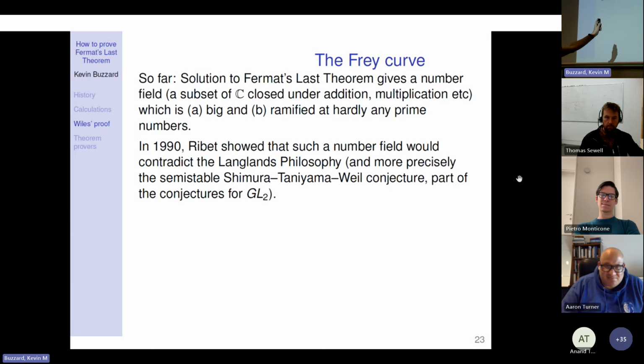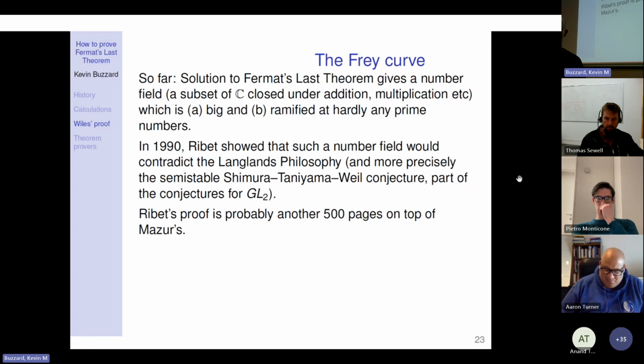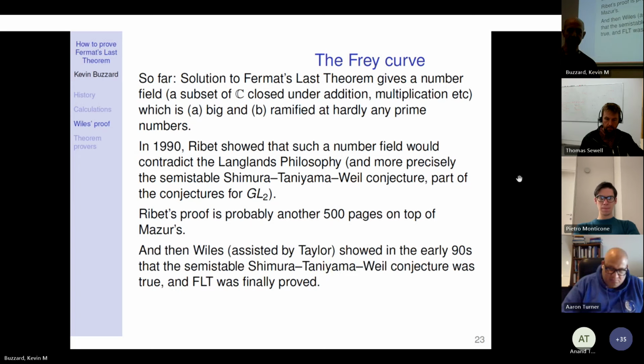So no one had a clue how to prove Fermat's last theorem, but suddenly when Ribet proved that this number field that looked unlikely to exist actually contradicted known theorems, then all of a sudden we've got a route in. This is what made Wiles suddenly drop everything and start working on the semi-stable Shimura-Taniyama-Weil conjecture, because it was such a big prize at the end of it. So Ribet's paper is another 500 pages of algebraic geometry on top of Mazur's.